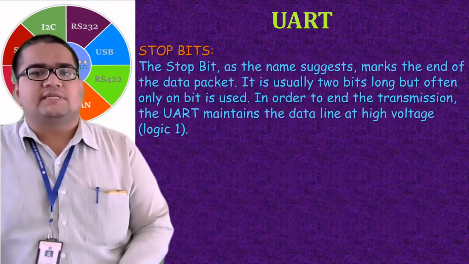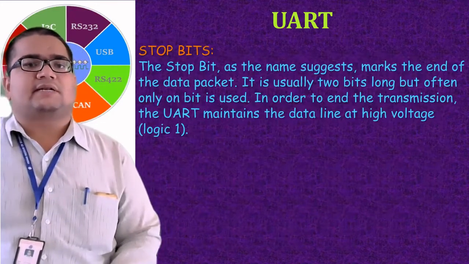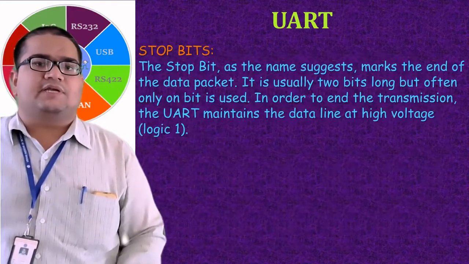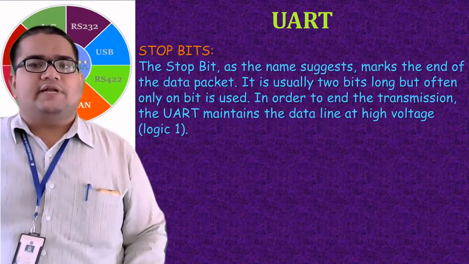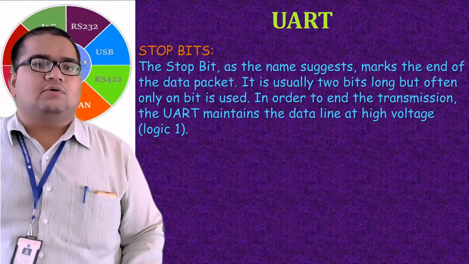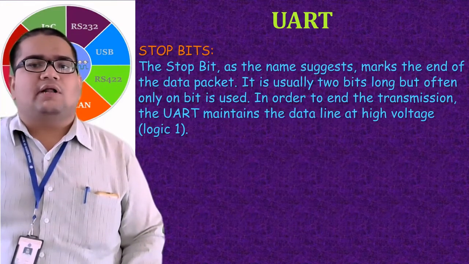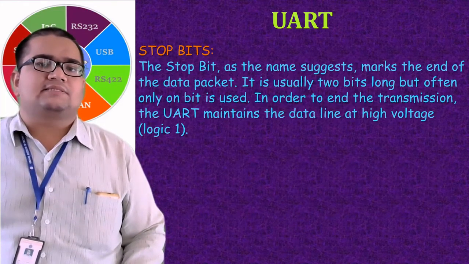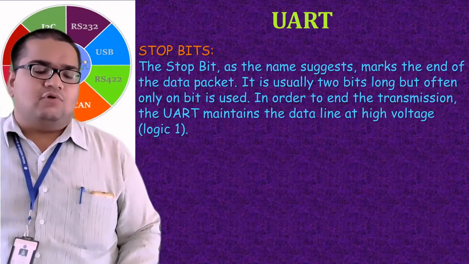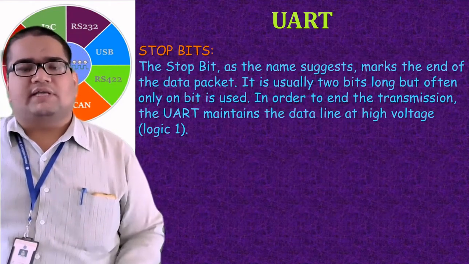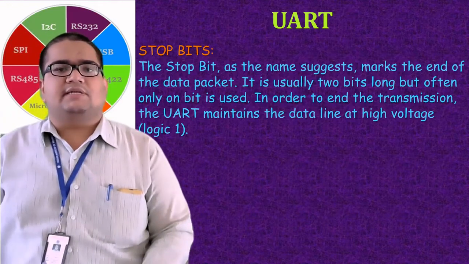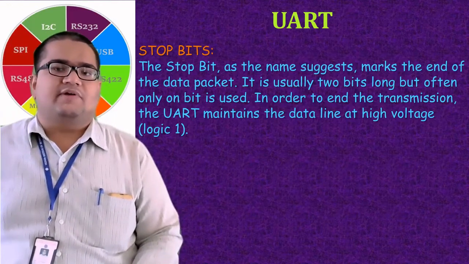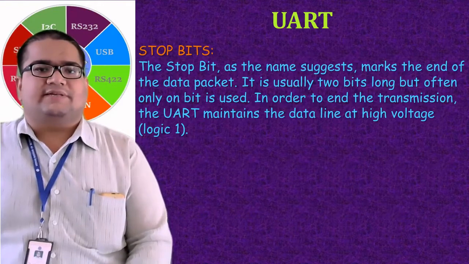Stop bit, obviously, is 1 or 2 bits, generally there for stopping the communication. As the name suggests, it marks the end of the data packet. It is usually 2 bits long, but often only 1 bit is used. In order to end the transmission, the UART maintains the data line at high voltage. So low voltage generally indicates the start of communication, and here the stop bit is logic 1, which indicates the stop of the communication.